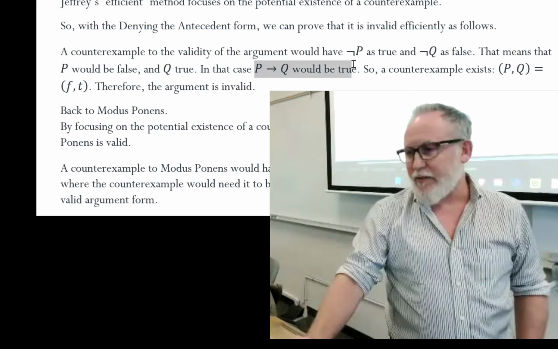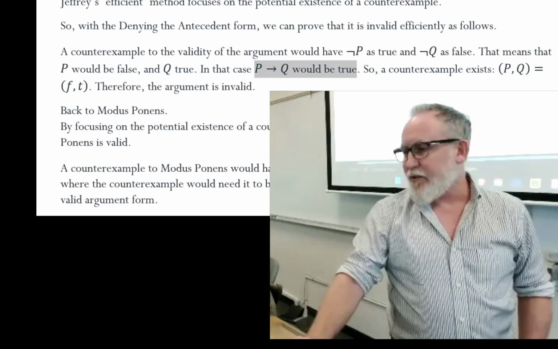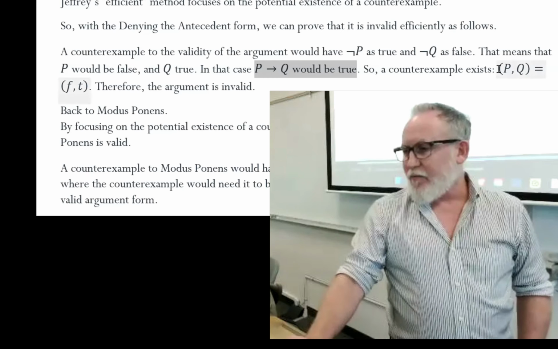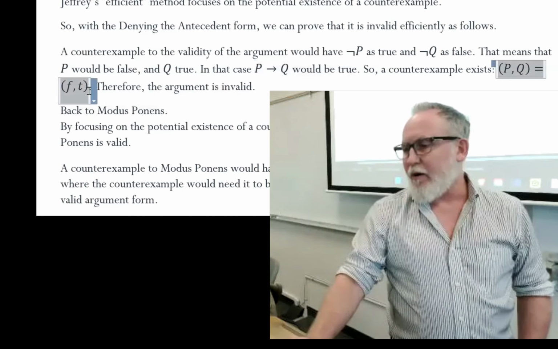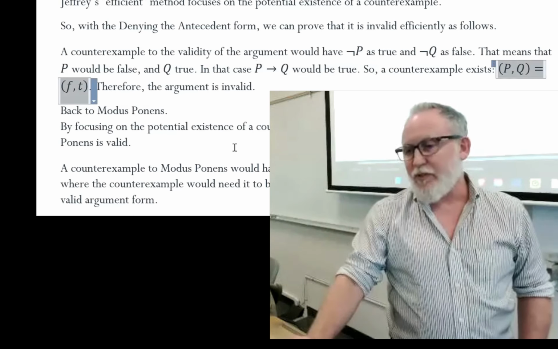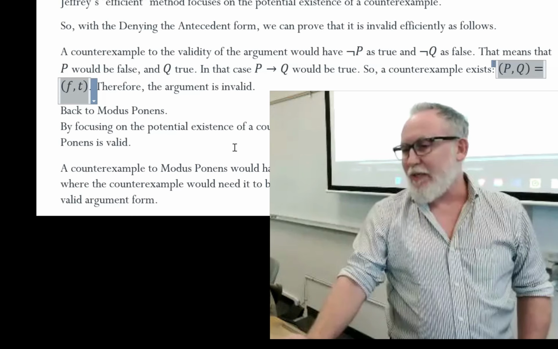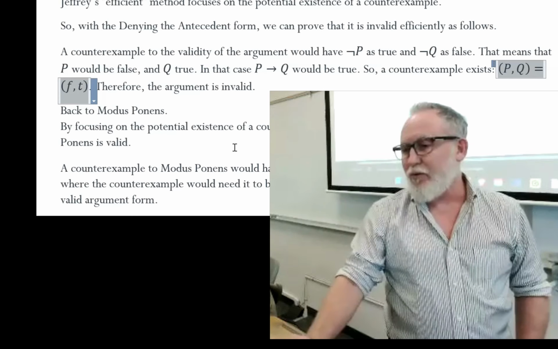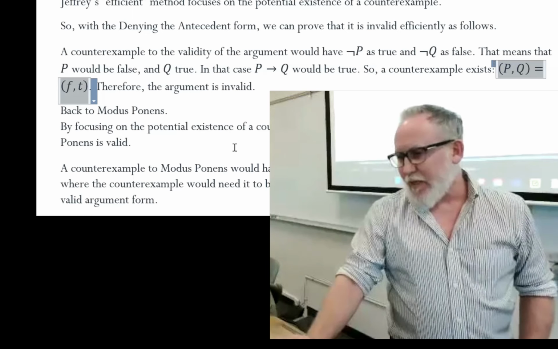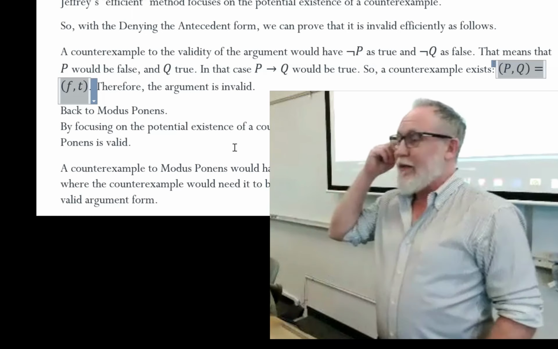So a counterexample exists where, and I'll use this sort of notation, I don't think Jeffrey does this, but I do this. These are ordered pairs. So P comes first, Q comes second, false comes first, and true comes second. So they match up. P is false and Q is true. Those are like ordered pairs, X and Y on a Cartesian coordinate system.